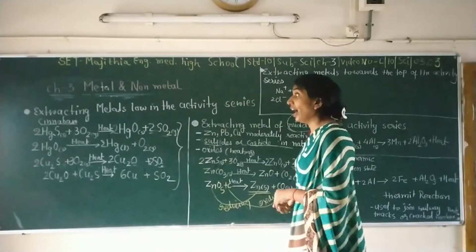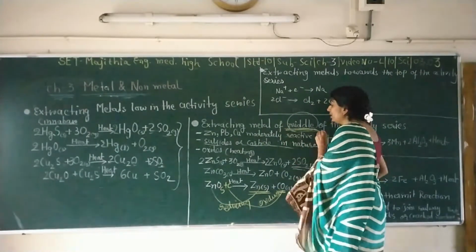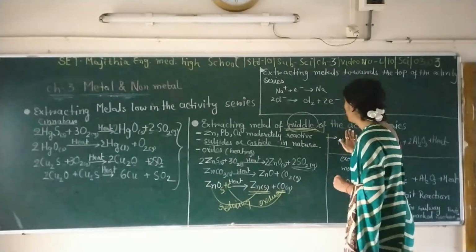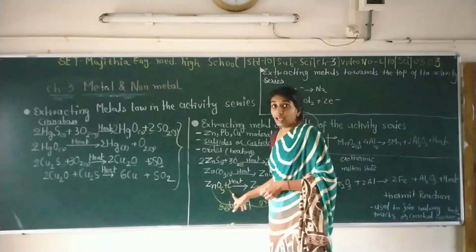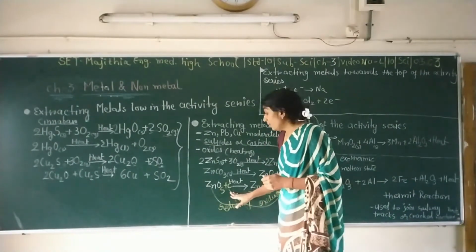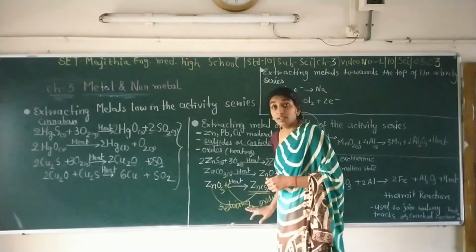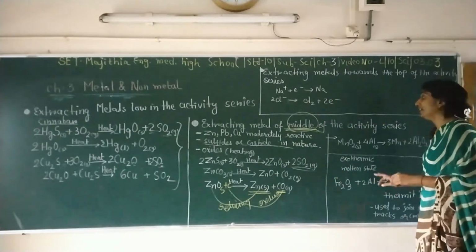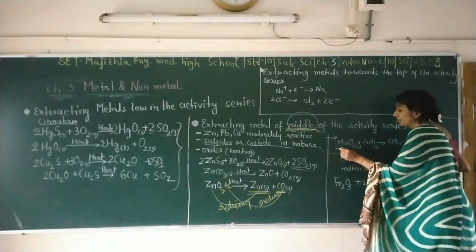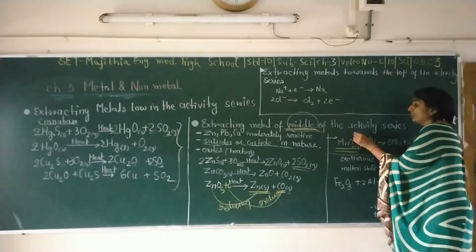But certain highly reactive metals, obviously in the middle of this activity series, are more reactive than carbon. In that case carbon is not able to reduce this metal from its respective oxide. In that case we have metals of more reactivity.